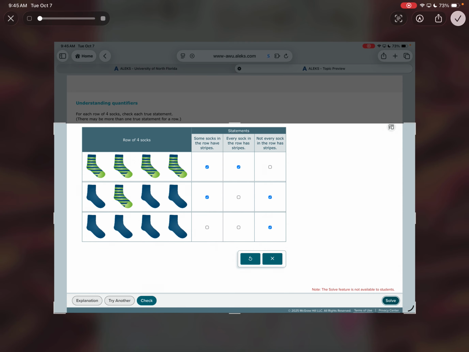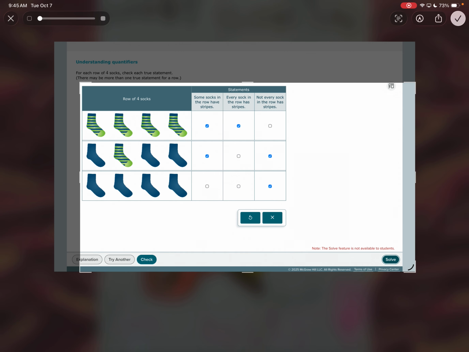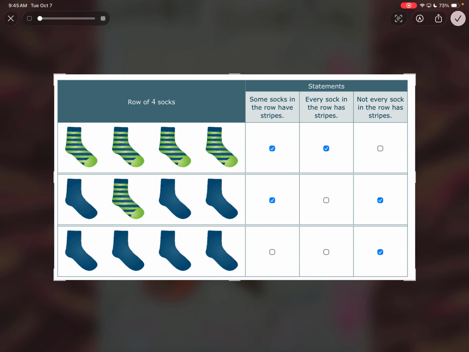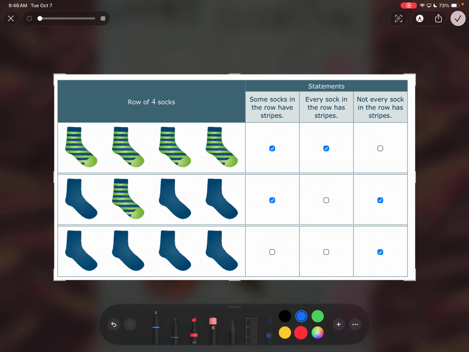All right. This last one is understanding quantifiers. Quantifiers are words like some, none, every, at least one, things like that. This one typically isn't that bad. You're just choosing which one. So, some socks in the row have stripes. The thing that I will denote is that in math, some means at least one. As long as you have one, it could be considered some. That does kind of help with the logic part of this. If you have just one, technically that's some.